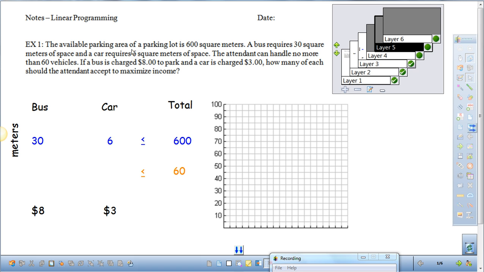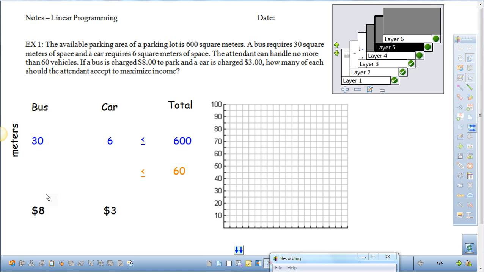So this is the breakdown of our paragraph here. So 600 square meters is a total. That is the maximum available parking area. So the buses and cars need to be less than or equal to it. The bus requires 30 square meters and the car requires 6 square meters. So those go into one line. The attendant can handle no more than 60 vehicles, so 60 is a maximum again, but we don't have any specific information about a bus or a car with that.